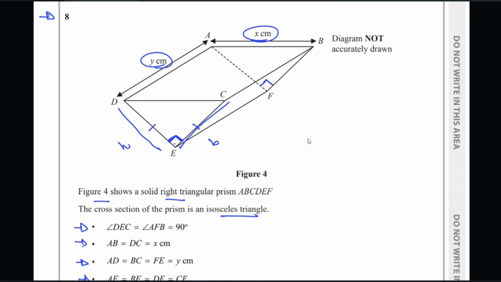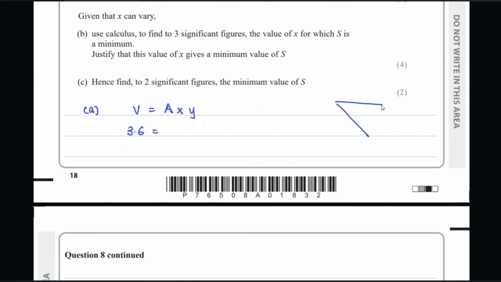That means it is just half times CE times DE. But we don't know what it is in terms of x. So first of all, we have to find the expression for CE and DE in terms of x. We know that AB is equal to x, DC is also equal to x. Let's redraw this triangle, DCE. This is 90 degrees, and this is x. If we know the hypotenuse, we'd be able to find the adjacent sides as well. So let's just call the adjacent sides a for now. If this is a, this is also a.